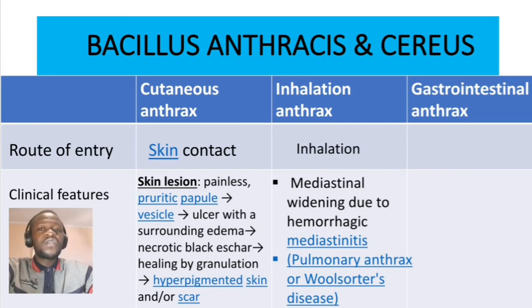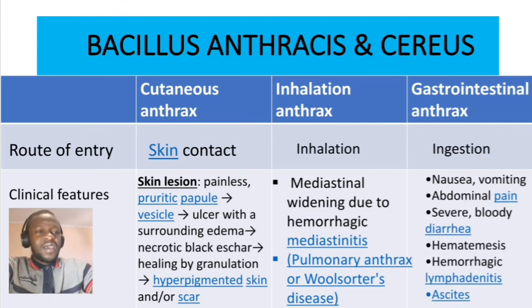Moving to gastrointestinal anthrax. This is mainly through ingestion. If an animal dies of anthrax, please don't eat it. Make sure the vet people are there to tell you if the animal is actually infected. On manifestations, the symptoms are of course non-specific, like nausea, vomiting, abdominal pain, severe bloody diarrhea, hematemesis, hemorrhagic lymphadenitis, and ascites.